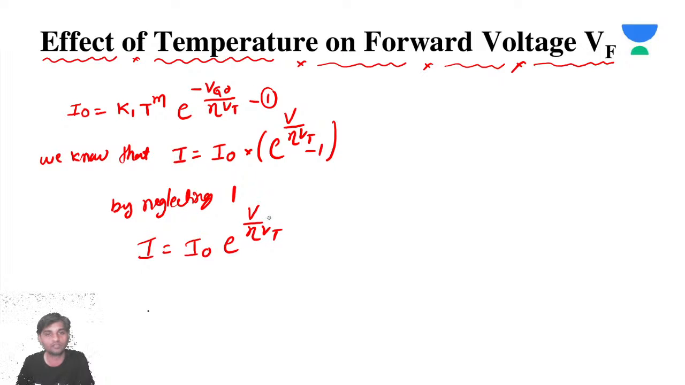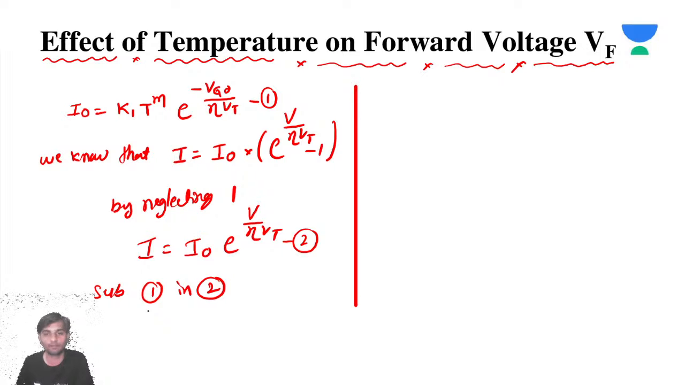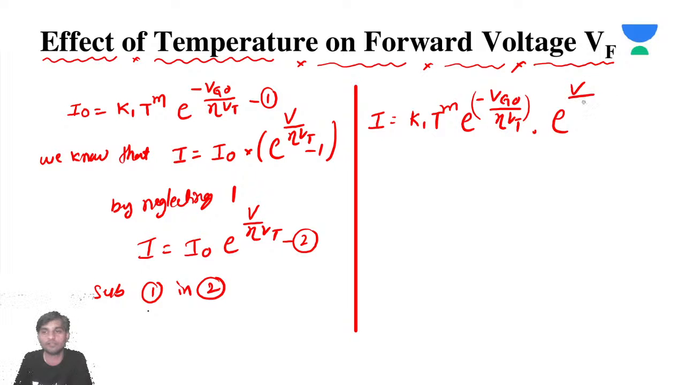Substitute equation number 1 in equation number 2. What will you get, sir? I is equal to K1 T power m into e power minus Vg naught by eta Vt into e power V by eta Vt. So I can simply write this as K1 into T power m into e power (V minus Vg naught) by eta Vt.